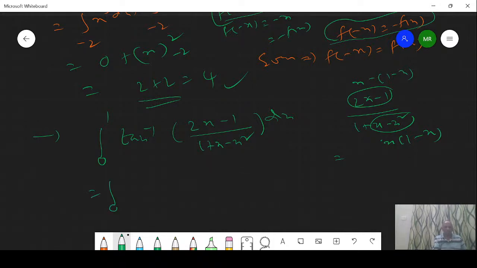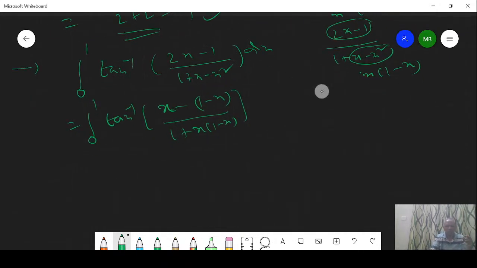That means I can write this one, the integral from 0 to 1 of tan inverse of (x minus (1 minus x)) by (1 plus x into (1 minus x)). It is the tan inverse of (x minus y) by (1 plus xy) form. You know that formula for tan inverse. So I can write the integral from 0 to 1 of tan inverse x minus tan inverse of (1 minus x). It will come like this. I hope it's clear, right?